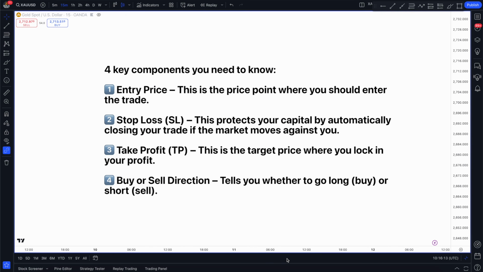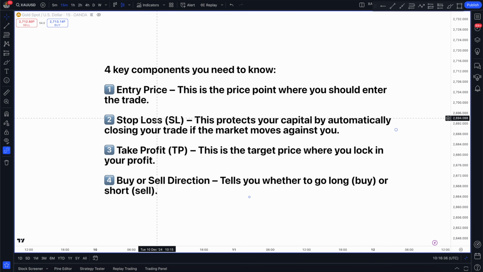A trading signal is basically a trigger or alert that tells you when to buy or sell a particular asset, in our case, gold. Think of it as a heads up from our experienced analysts or systems designed to spot profitable opportunities. Our signals and most signals include 4 key components that you need to know. Number 1 being our entry price. This is the price point where you should enter the trade.